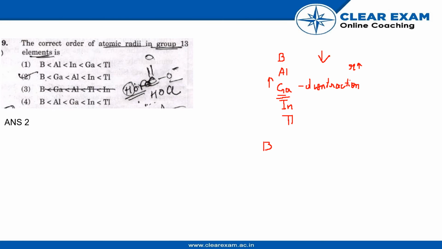So the order becomes boron, then Al, sorry, the order becomes boron, then Ga, then aluminum, then indium, and then Tl. So now we will match this order to the question. So by matching, we get first is smaller is B, boron. So boron there, and then gallium. So this is the answer as this order matches this.